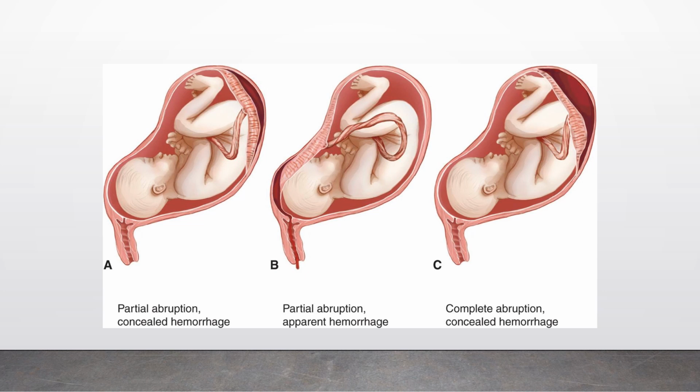The center picture is a partial abruption, where you can see the one little edge is torn away from the uterine wall. So you'll see some vaginal bleeding, and it doesn't have to be associated with rupture of membranes, but it can be. And then the picture on the right-hand side is a complete abruption, when there's no placental tissue adhering to the uterine wall. And that means the baby's not getting any oxygen or gas exchange, and this is a big emergency.